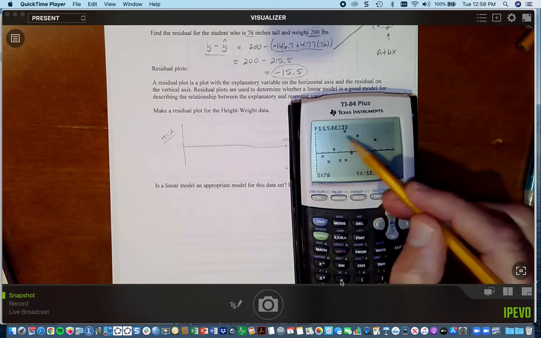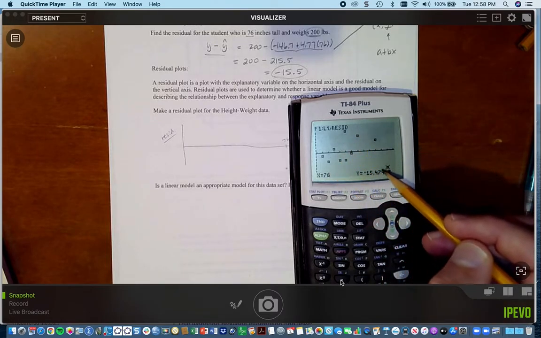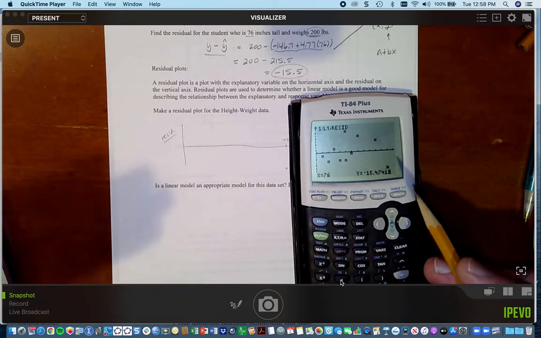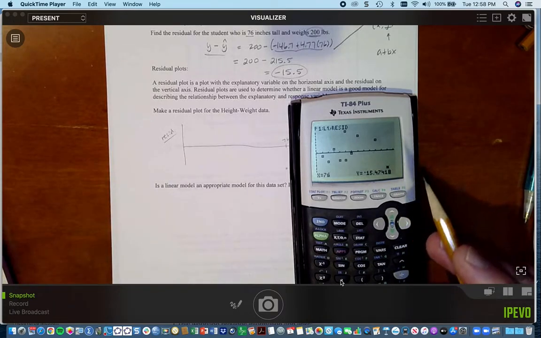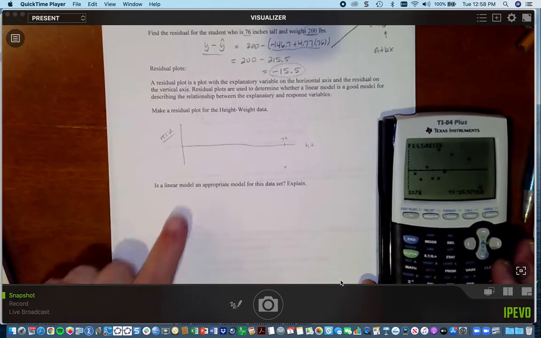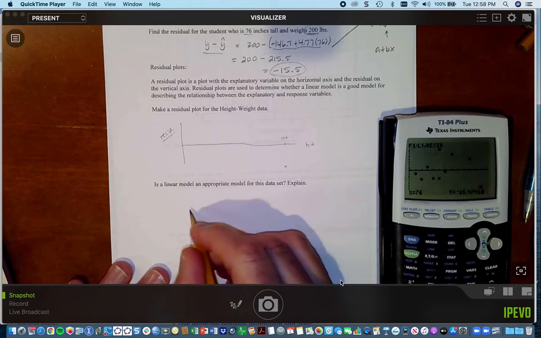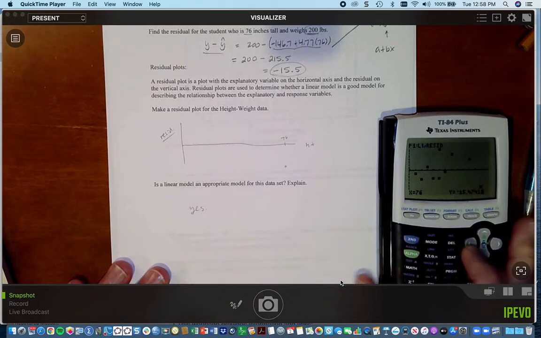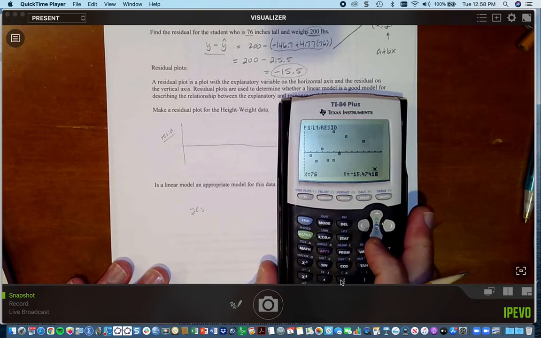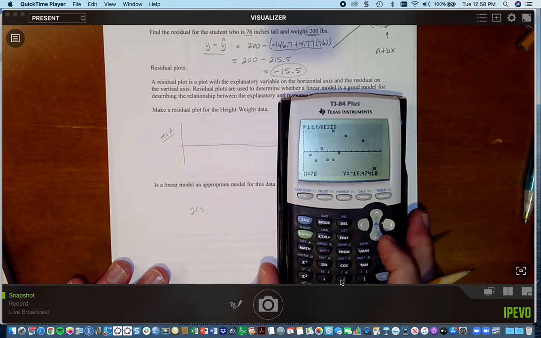Another pattern would be one that looks like an upside down parabola. If that was the case, then our data would have a downward concavity, or a downward bend to the shape of the graph. So is a linear model appropriate for this data set? I'm going to say yes, and my reason is I just see a random scatter of points around the horizontal axis.